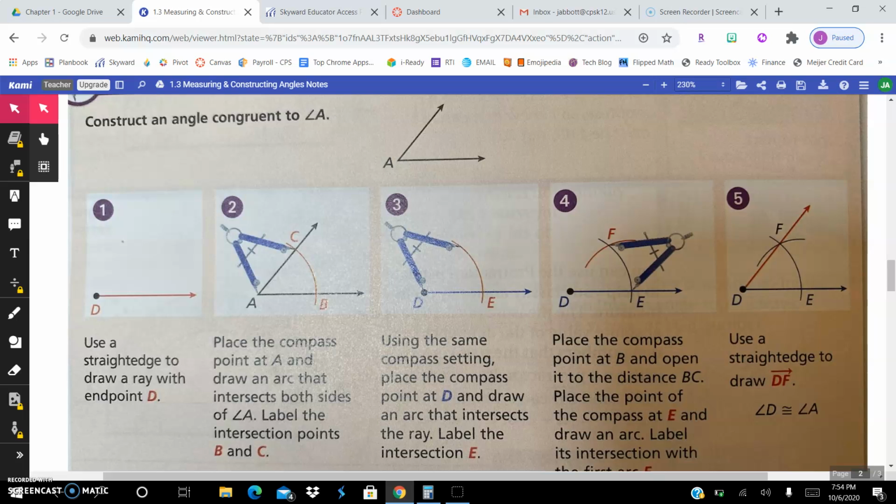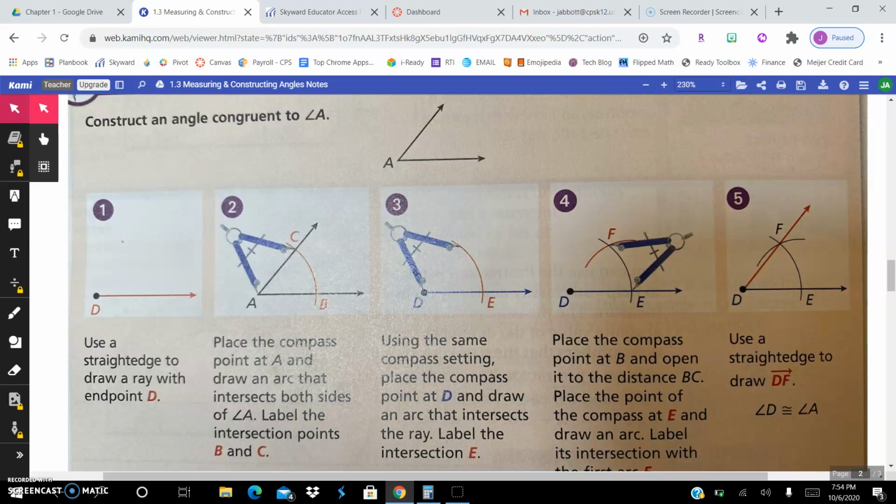So that's what they did here. On the original picture, they drew an arc and labeled points B and C. You're going to use the same compass setting, so you're not going to open or close that compass anymore, and place the compass at point D and draw the arc that intersects the ray. So back to your number 1 picture, put the point down at point D and draw an arc. Label the intersection E. So now you have a spot where it crosses your line.